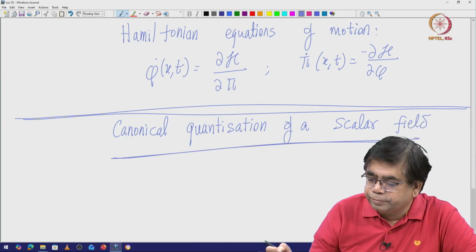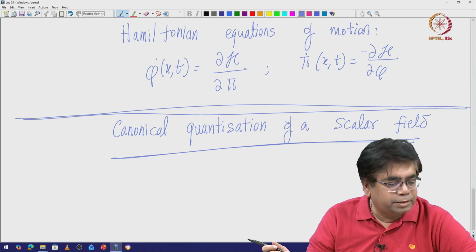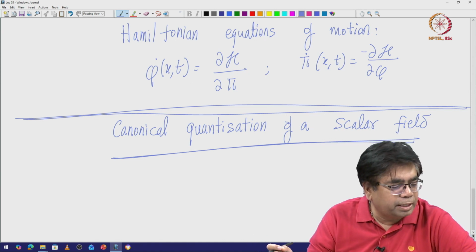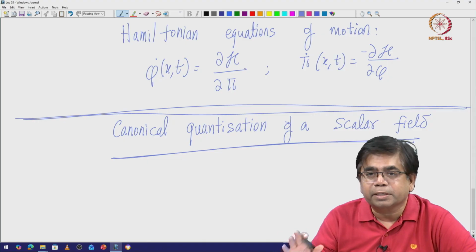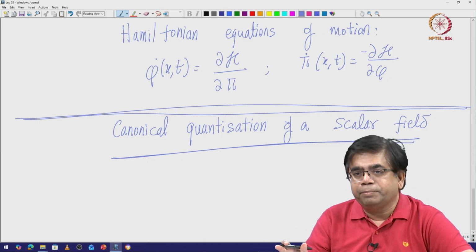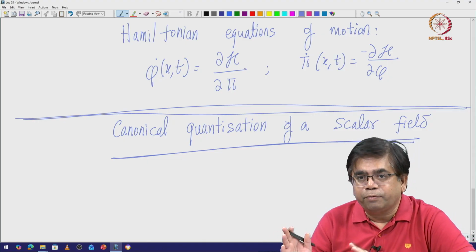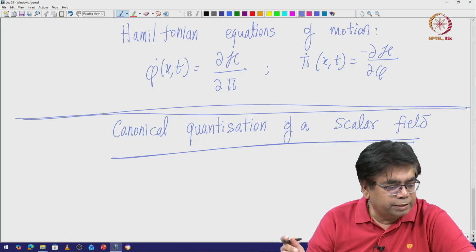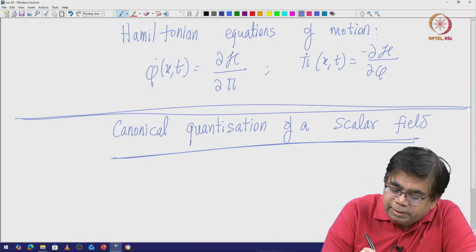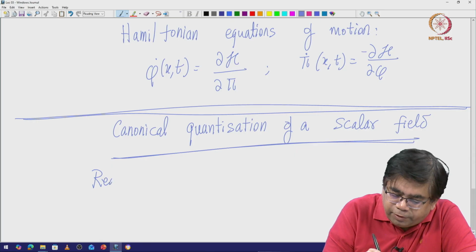Now I will start with a simple field, essentially. I will start with a Lagrangian density of a simple scalar field. Scalar field, I have been mentioning it, it is an invariant quantity under Lorentz transformations. So that is what I will start with. I will start with something called a real scalar field.